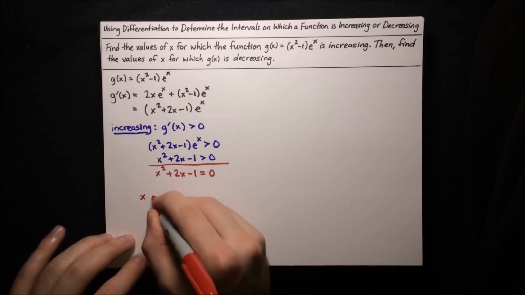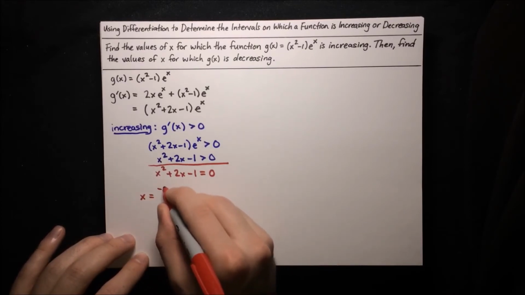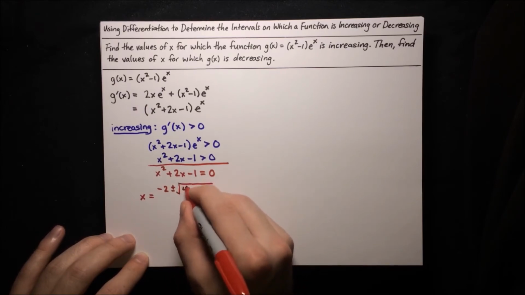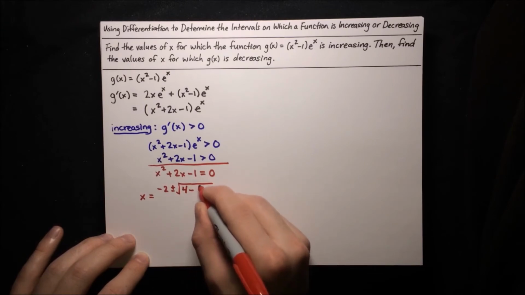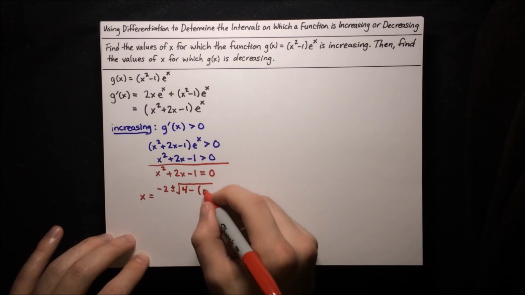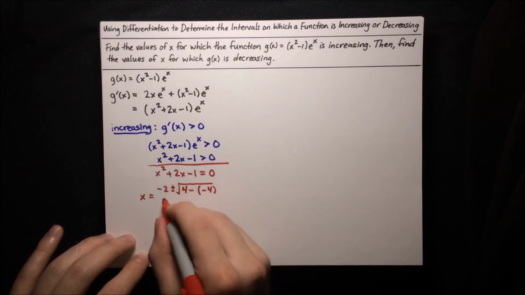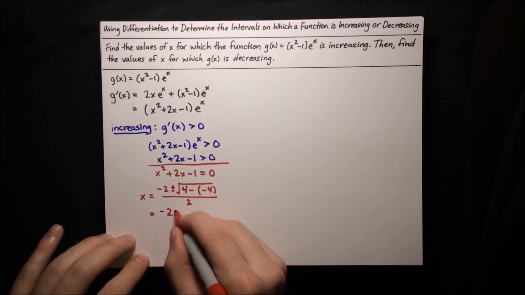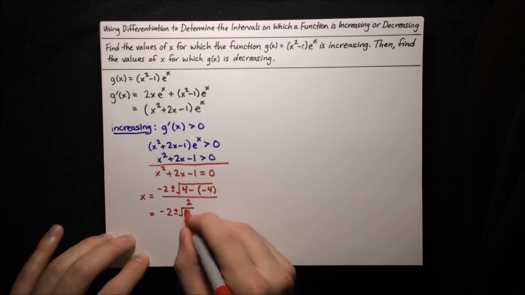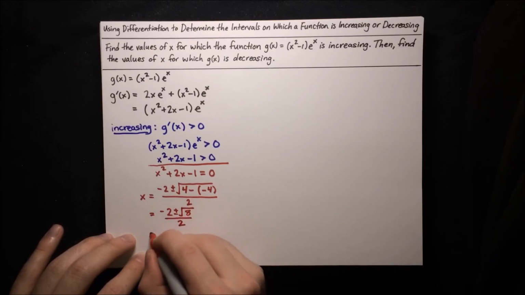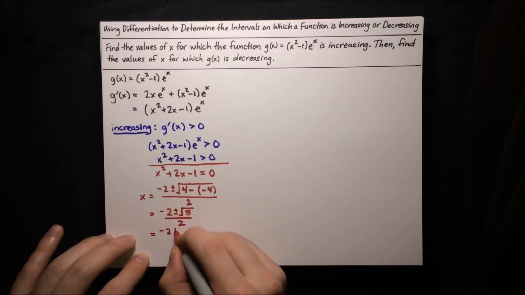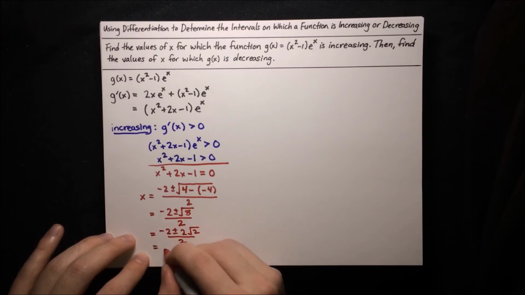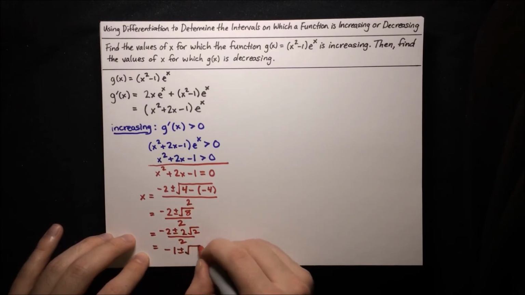So x equals negative b, which is negative 2, plus or minus the square root of b squared, which is 2 squared, 4, minus 4 times a times c, so 4 times 1 times negative 1, which is negative 4, all over 2a, so all over 2. We can simplify that: negative 2 plus or minus the square root of 8 over 2, and the square root of 8 is 2 root 2, so we've got negative 2 plus or minus 2 root 2 over 2, and that comes out to negative 1 plus or minus root 2.